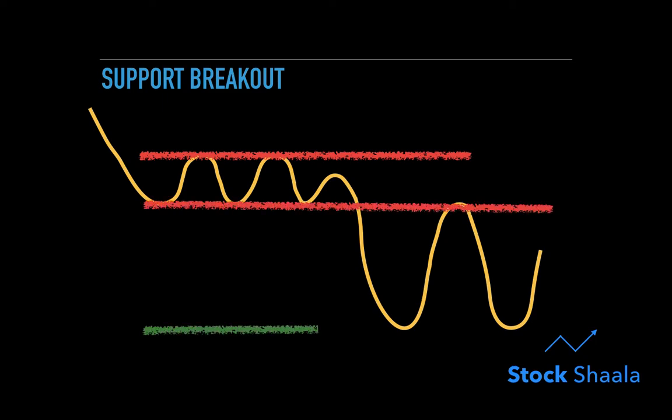Think of it this way. When you bring the ball down to the floor below, what was the floor now becomes the ceiling. Therefore, on the way down, when a support is broken, the support zone acts as the new resistance zone.